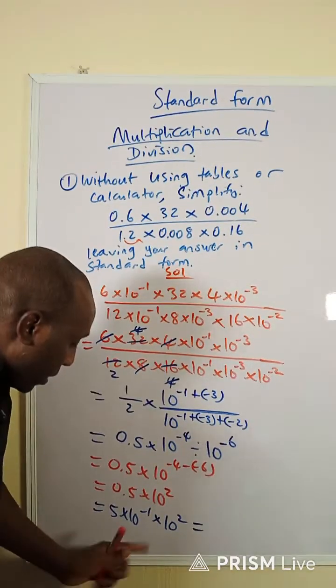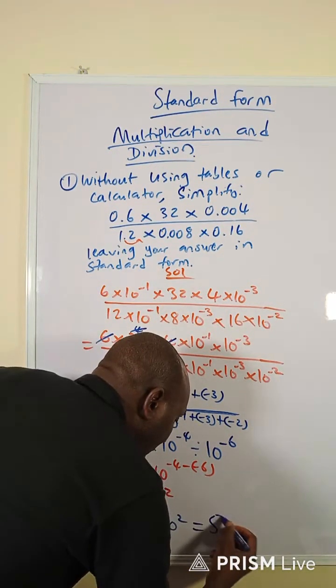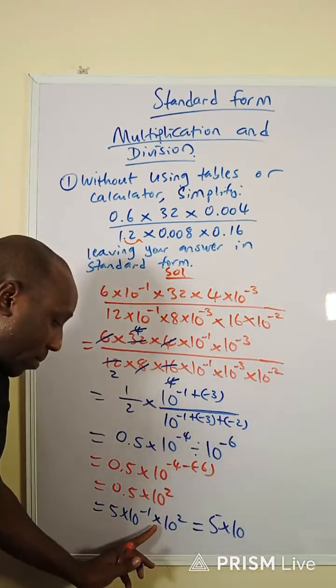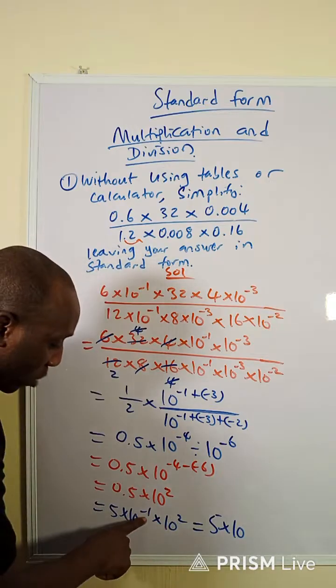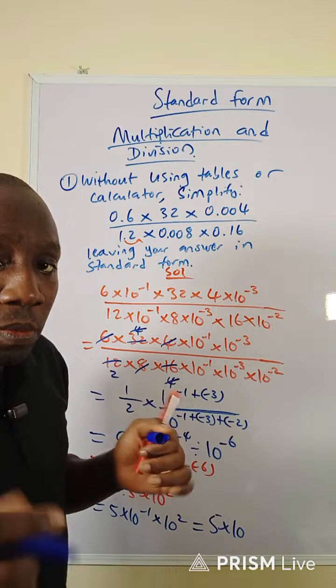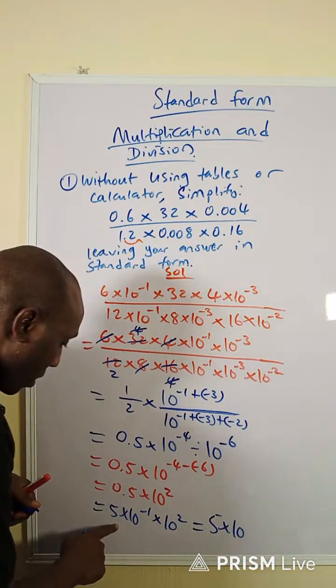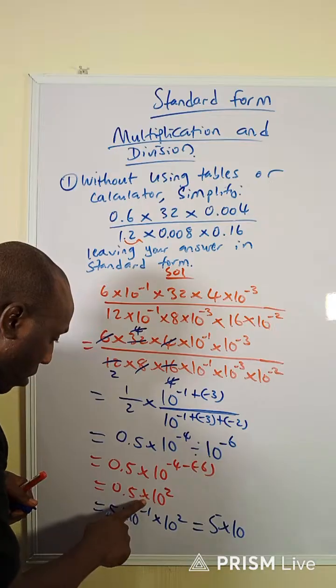Now, watch this now. The law of indices, this is times 10, 10. So your final answer will not be 5 times 10 raised by. We are multiplying, so you add the power. So minus 1 plus 2. What is minus 1 plus 2? That's 1.